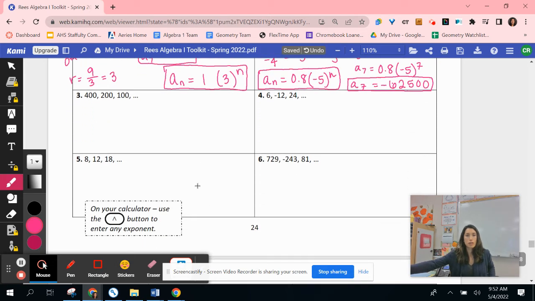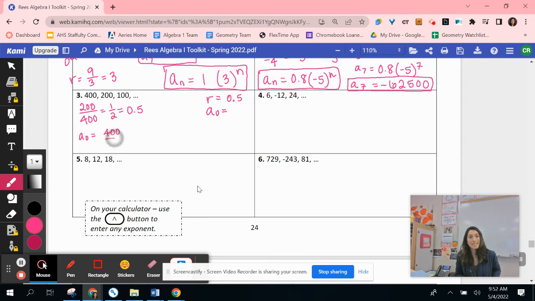We're going to try 2 more together, and then we'll finish up these last ones in class. Okay, so next one here, we want our common ratio. We want our a sub 0. And so we're going to take our second term, 200. We're going to divide that by the number in front of it, 400. And that's equal to 1/2. You can leave it as 1/2, or you can write it as 0.5. That is our common ratio. Now we find our 0th term, a sub 0, equals the first number, which is 400, divided by our common ratio, 0.5. So 400 divided by 0.5.